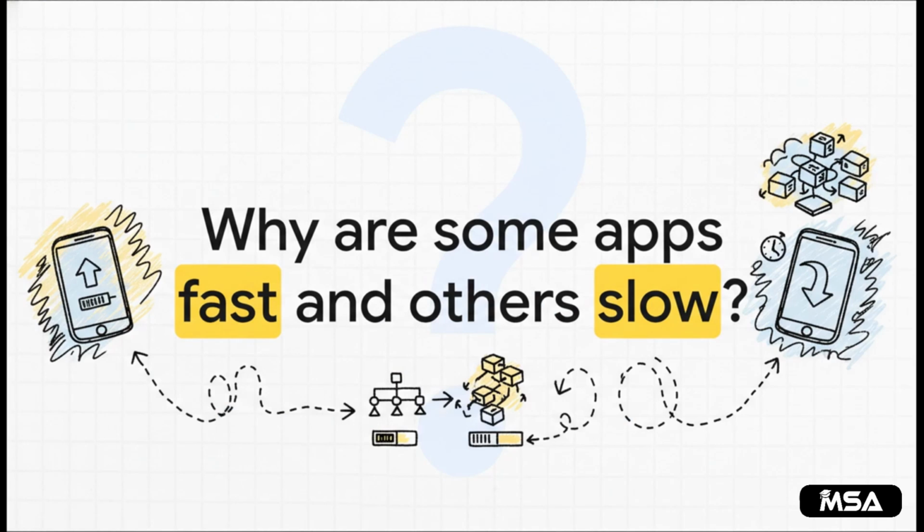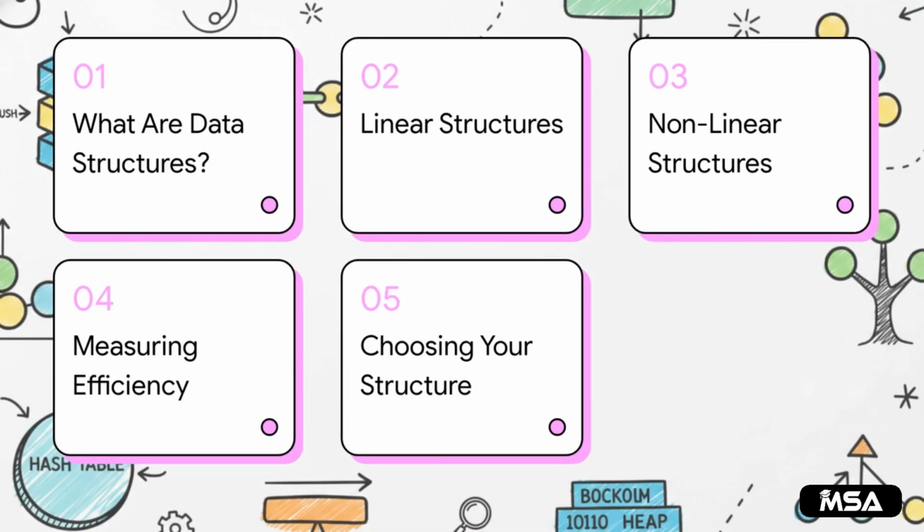Why one app on your phone is just snap, lightning fast, and another one just chugs along and feels so sluggish? Well, the secret isn't always about having a beefier processor. Nope. A lot of the time, it comes down to something way smarter: how the data is actually organized under the hood. So, here's what we've got on tap for this explainer.